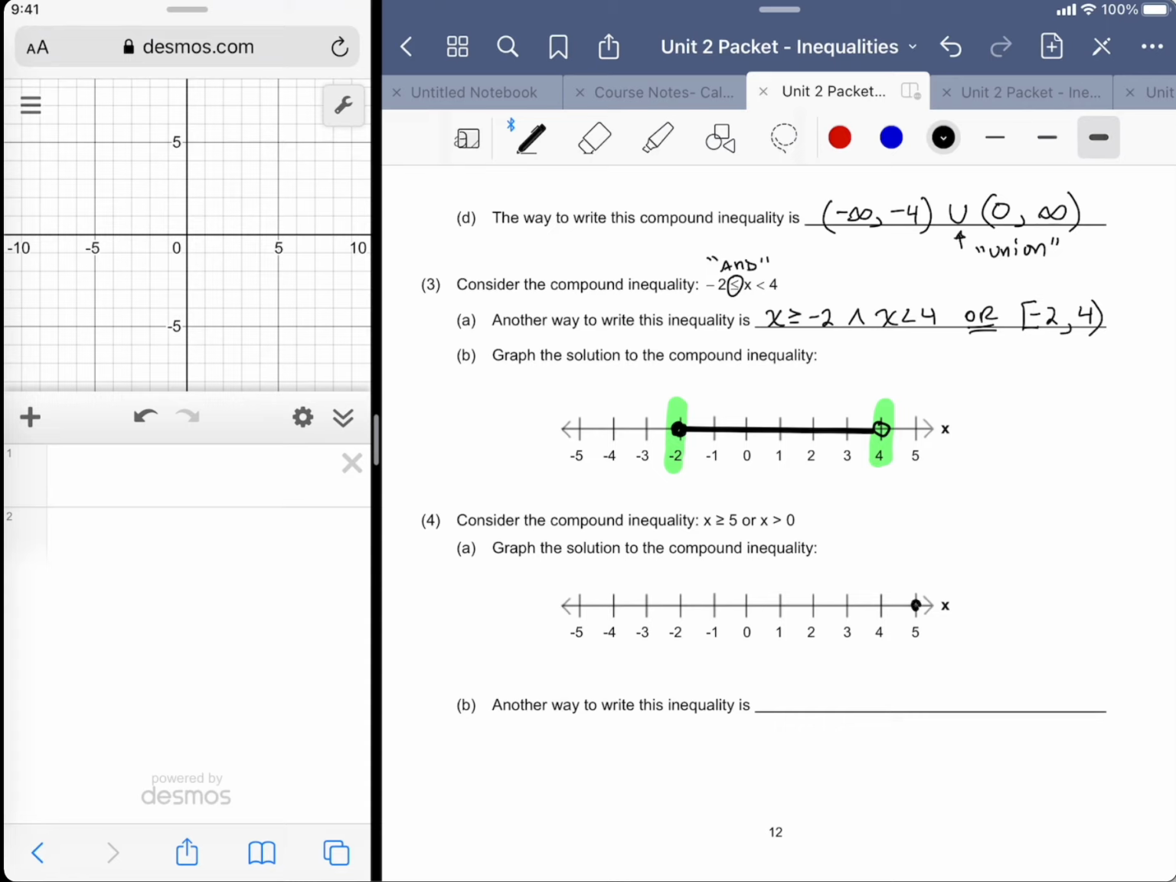All right. For number 4, the last one here, x is greater than or equal to 5. So I'm going to plot a closed circle at the 5. I'm going to shade to the right. It's also x is greater than 0. This one's a little trickier because any number that satisfies either of these conditions is going to be true.